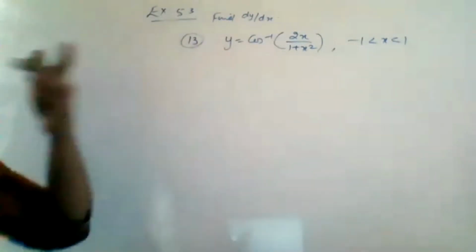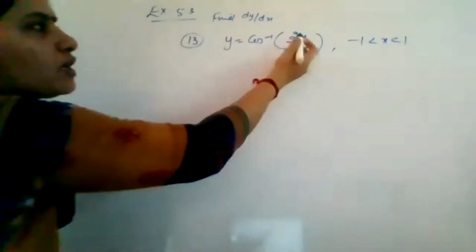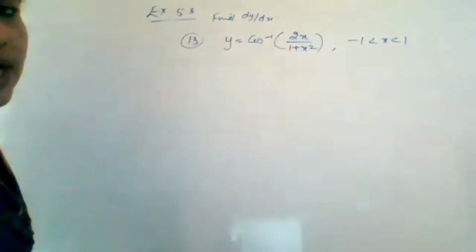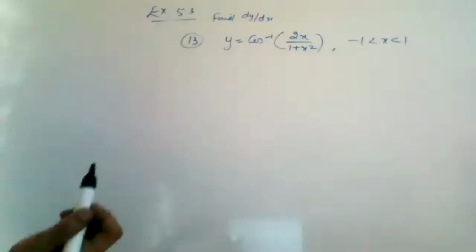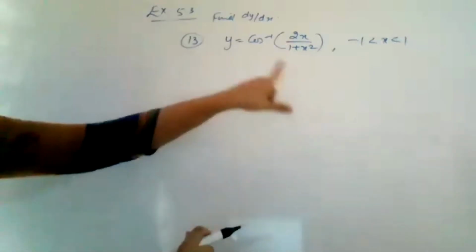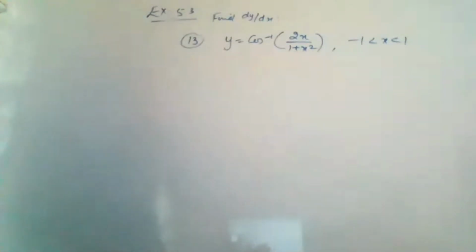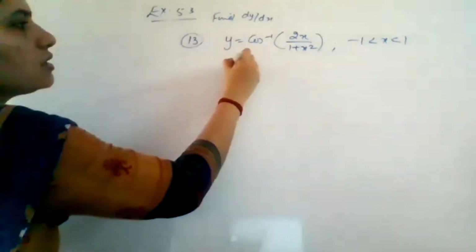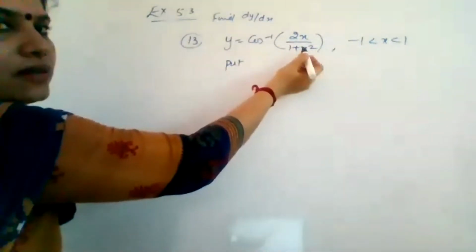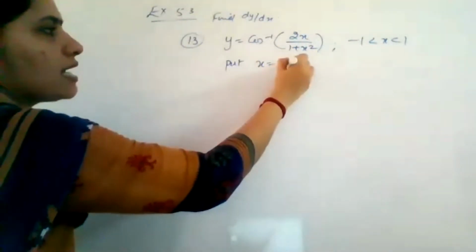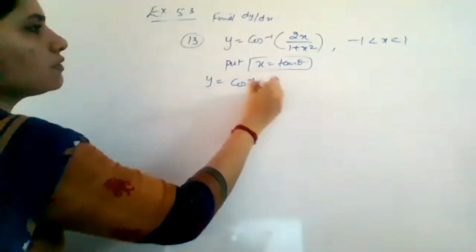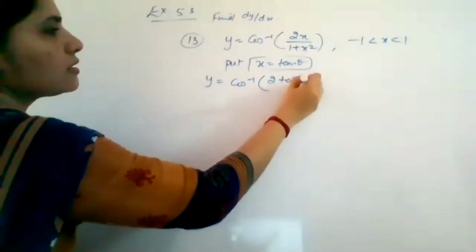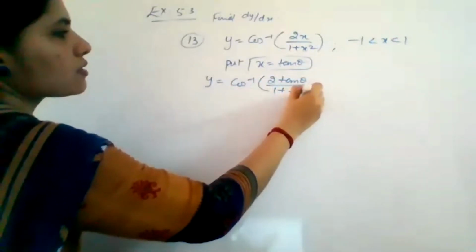Outside you have cos inverse. So the same substitution you have to use, because 2 tan theta by 1 plus tan square theta is what? Sine 2 theta. Then we will use the other method to change the angle sine into cos. So first we will substitute. The only option you have is tan, so you will substitute x as tan theta. So y is equal to cos inverse of 2 tan theta divided by 1 plus tan square theta.